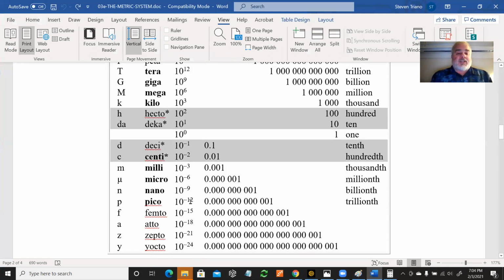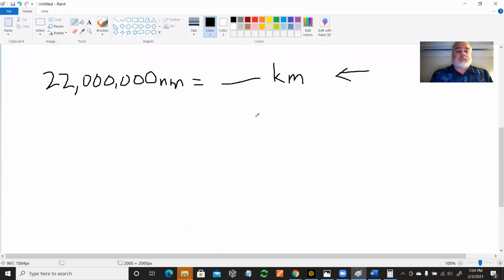Nano is 10 to the minus 9, and kilo is 10 to the plus 3.